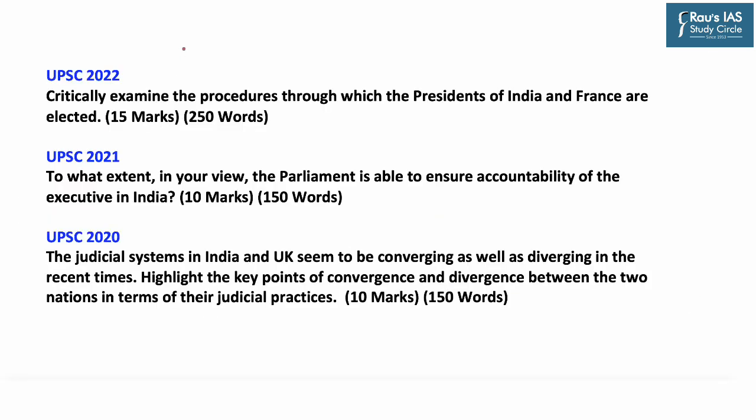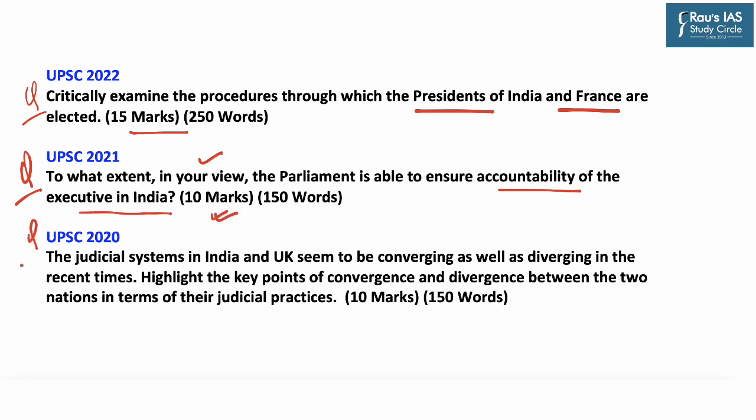Now let's look into these questions asked by UPSC in successive years. This year in the Mains of 2022, the question was: critically examine the procedures through which the Presidents of India and France are elected. This question carried 15 marks. Last year in 2021, the question was: to what extent, in your view, is Parliament able to ensure accountability of the executive in India? It was a 10-marker question.